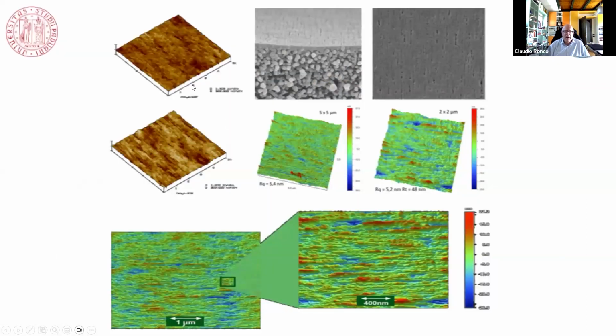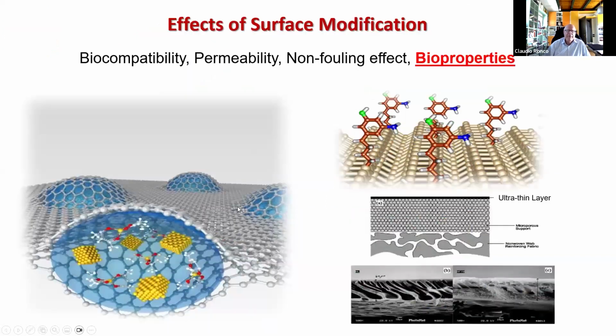Plus, we can control roughness, and the characteristic can be studied by scanning electron microscope. Also, we have the effect of possible surface modification that may affect biocompatibility and permeability, having a non-fouling effect, gaining bioproperties to the membranes.